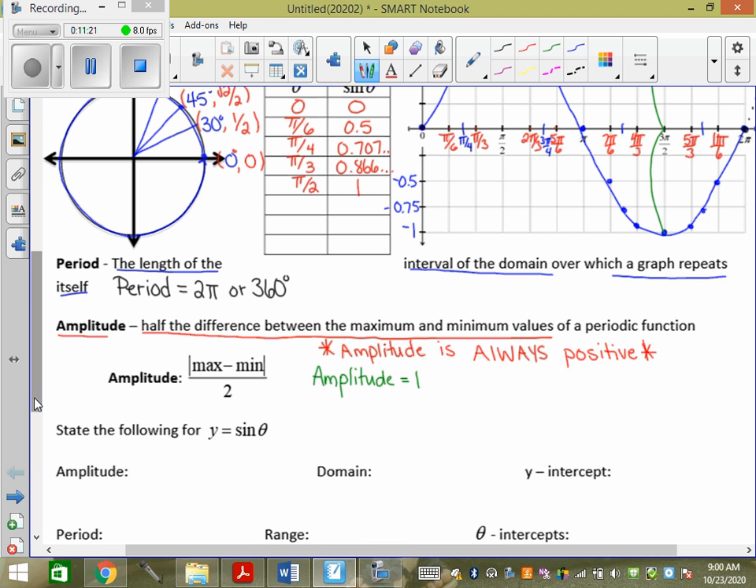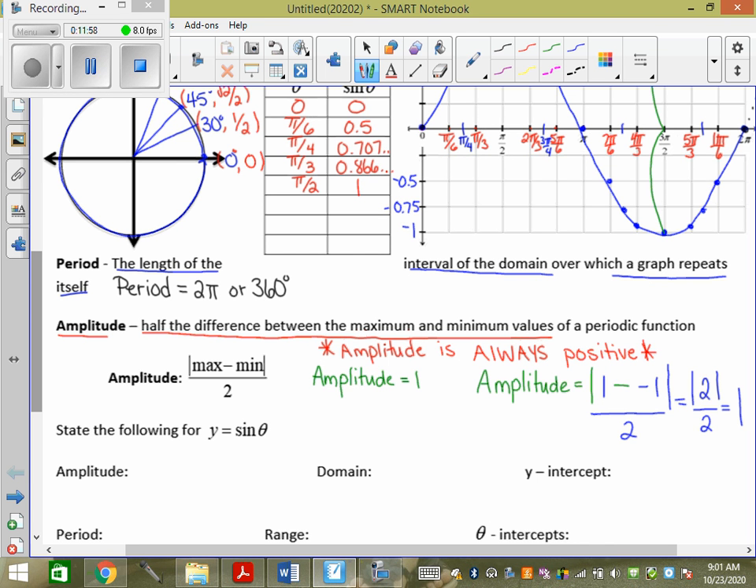Or we can use the formula. We can memorize it. It's the absolute value of the max minus the min, divided by 2. So amplitude equals the absolute value of the max. What's the maximum height on this graph? 1. Minus, what's the minimum height? -1. Divided by 2, which is the absolute value of 2. This becomes a plus sign. 1 plus 1. And the absolute value of 2 is 2, so it's just 1.